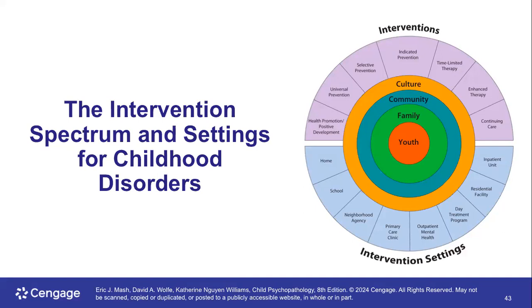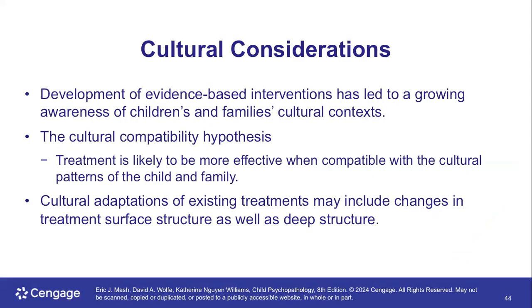We also have various settings that this therapy can occur in. It can happen in a home, school, it could happen in an agency, outpatient mental health center, and it could also happen in a more restrictive environment, whether it be a day program where the person is there 5 days a week, all the way to an inpatient hospital where the child or adolescent stays there overnight as well. So there's a range of interventions and intervention settings that we have.